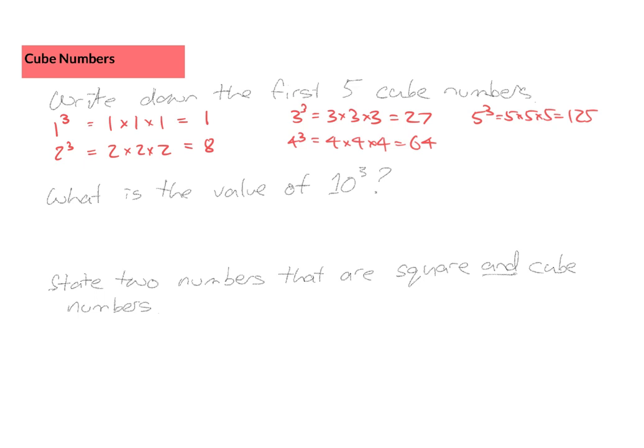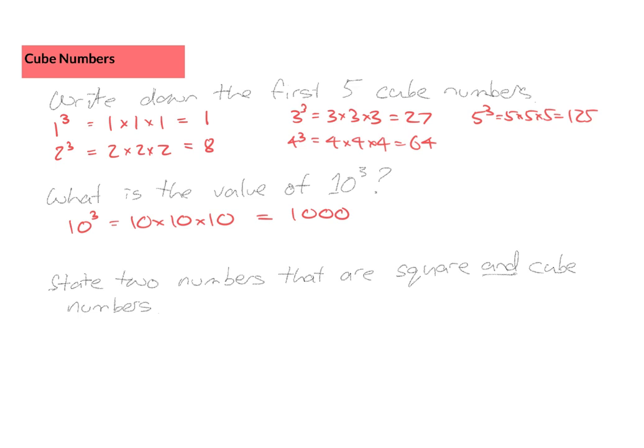Next question says find the value of 10 to the power of 3. Well, you should know that 10 to the power of 3 is just 10 multiplied by itself 3 times, but there's a quick way of doing this one because it's going to be 1 with 3 zeros, or 1,000.